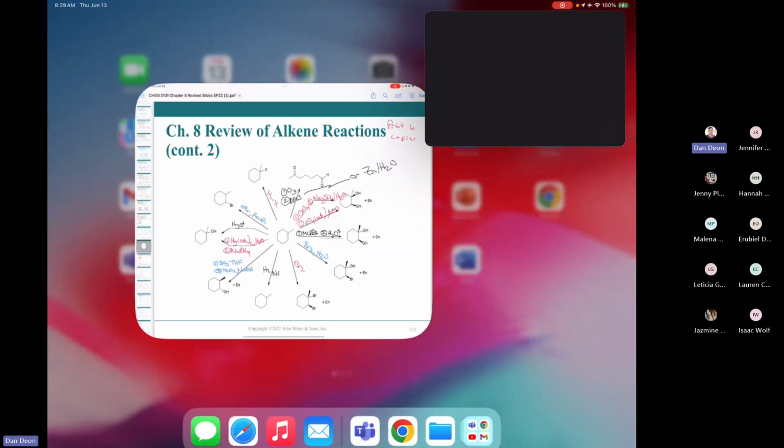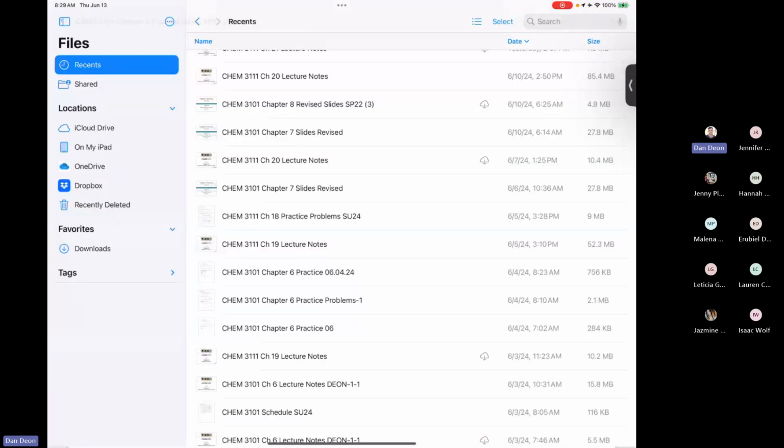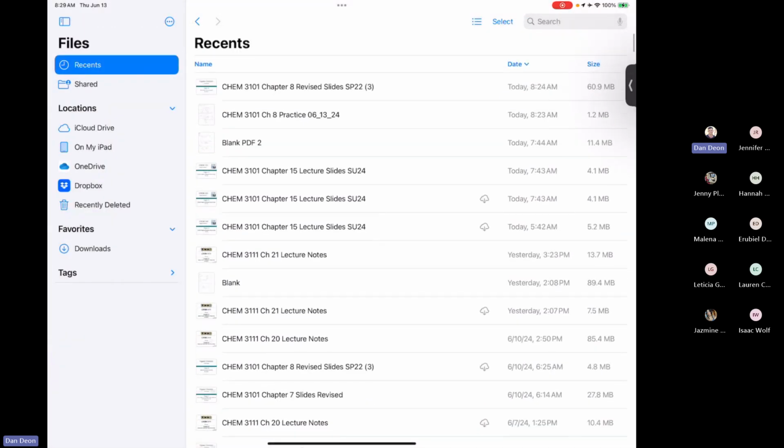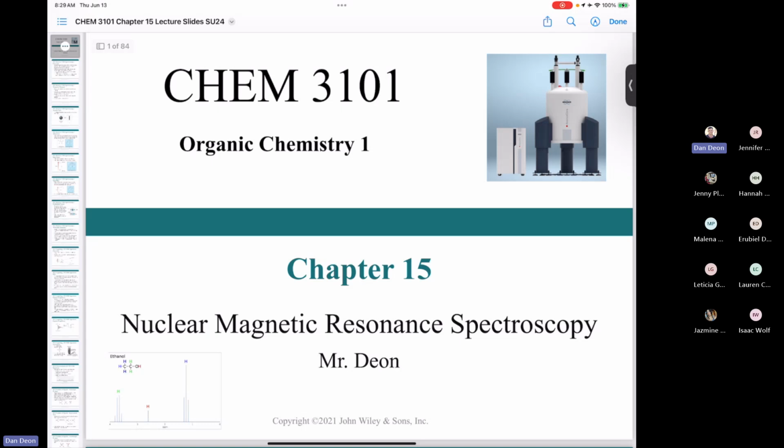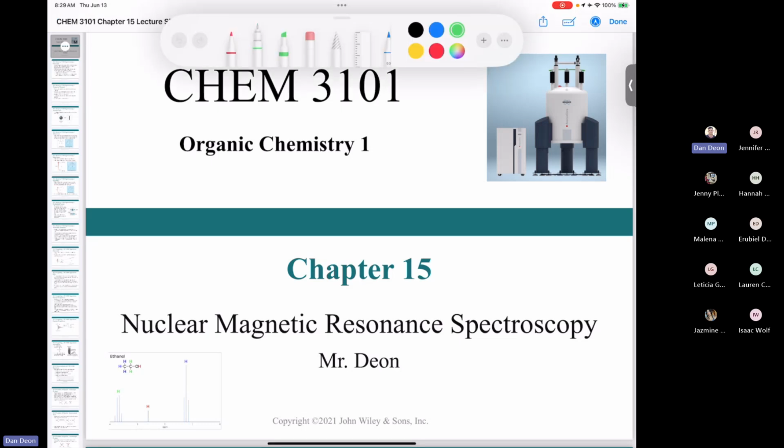All right, Chemistry 3101, we are moving into chapter 15, which is right here. And it's the chapter on nuclear magnetic resonance spectroscopy. And if you're wondering what the thing is here, is this like our R2-D2 or something? No, that's an NMR spectrometer. And at UCCS, we have two NMR spectrometers.